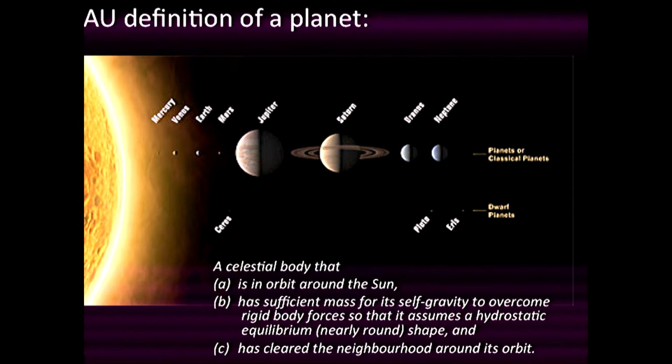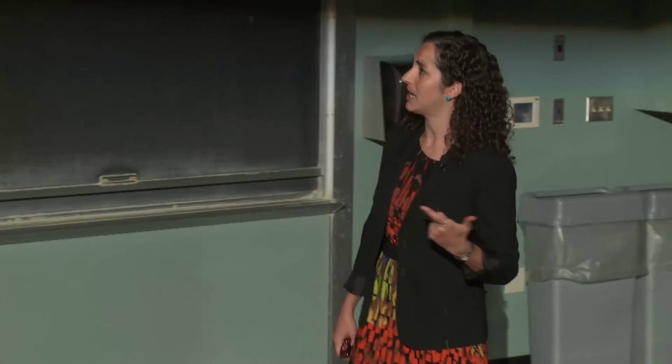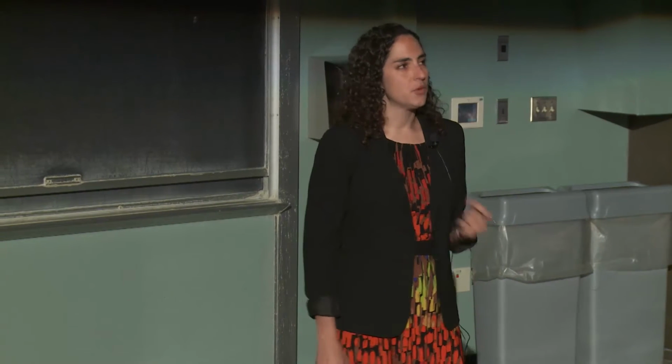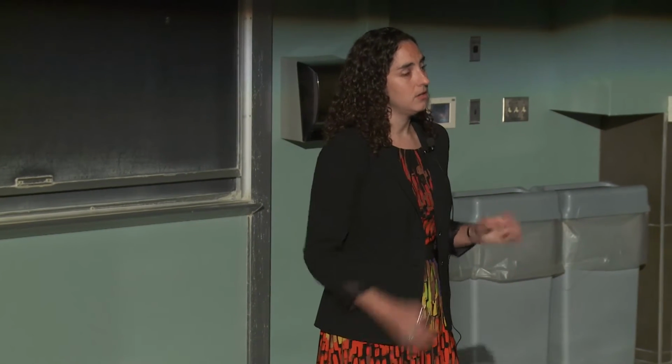Now, for those of us who grew up with Pluto as a planet, this seemed to be possibly contentious, because we grew up with 9 planets and now there are 8. According to the International Astronomical Union, to be a planet, you must be a celestial body that A, is in orbit around the sun, B, has sufficient mass for its self-gravity to overcome rigid body forces so that it assumes a hydrostatic equilibrium or nearly round shape. Basically, if you're big enough to hold yourself together by gravity, you'll be round. That's a long way of saying that.